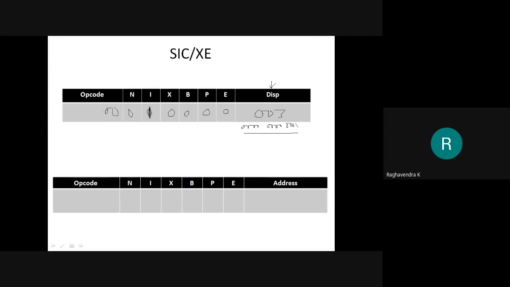Clearly show that this is a 12-bit displacement. That's it, right? Now let us check. 0000 as it is. 0001, which means this is 1. This is 000. What is the next one? 003. So this is the instruction that has been assembled, right?